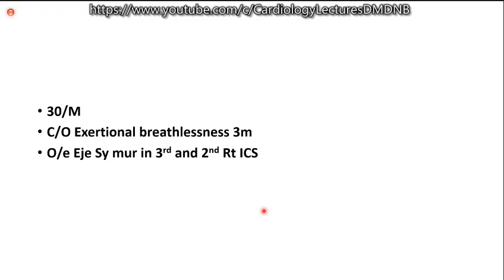Okay, I think we'll go to the next case. A 30-year-old male, exertional breathlessness for 3 months, and an ejection systolic murmur in the third and second right intercostal space. What do you find?